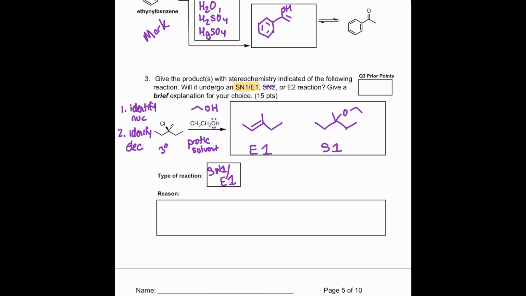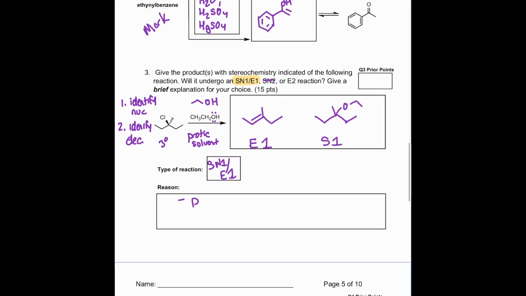And then we can go back to our reasoning in the beginning. So we had a protic, not strong, or I guess poor nucleophile slash base. And then we had a tertiary electrophile. And that is our answer for number 3.